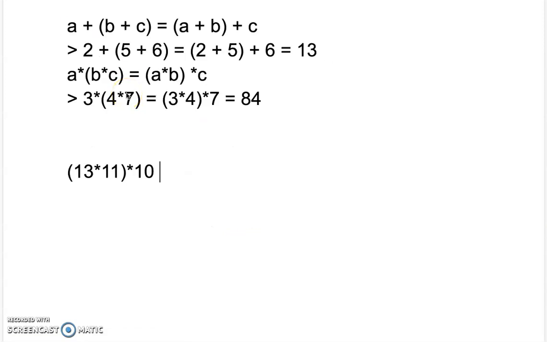Okay guys, I will give you two problems now and I'll give you some time to solve them. The first problem is 13 times 11 times 10. I'll give you like 1 minute to do it. Then I will explain how to do it. Okay, your time starts now.